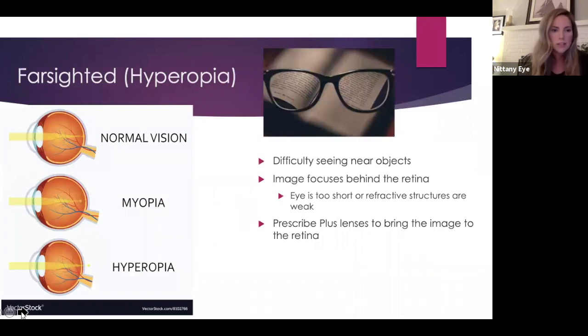So that brings us to farsightedness, or hyperopia. If you're farsighted, that means you have more difficulty seeing near objects. What's happening is the image is actually focusing behind the retina, so the eye is too short or the refractive structures are a little too weak. We prescribe plus lenses, or magnifying lenses, to bring that image up to the retina. As you can see in that bottom picture there, it helps strengthen the eye so we can see.